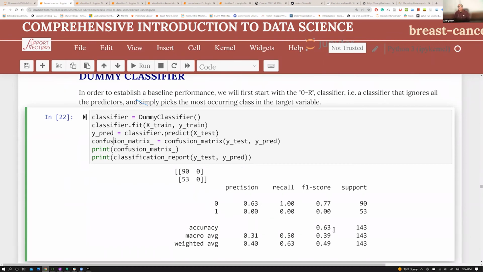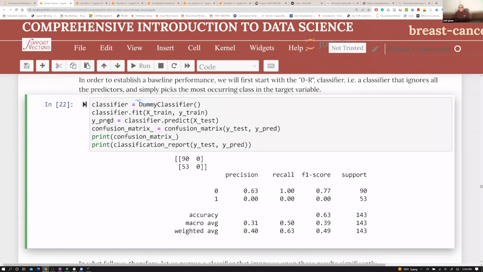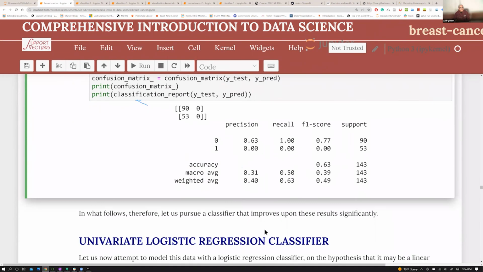63%. That makes sense, right? That is the ratio of good to bad, 63. You know that the benign cases are 63% of the data. So do you expect any better from the dummy classifier? No, you expect exactly the same result. So if anything beats this, it's a good classifier, isn't it?